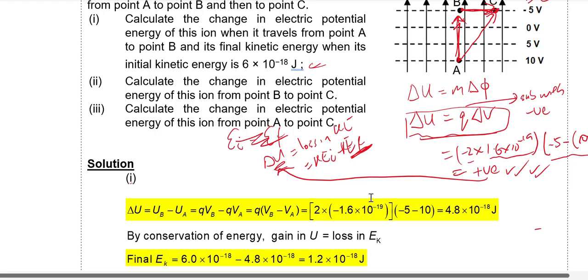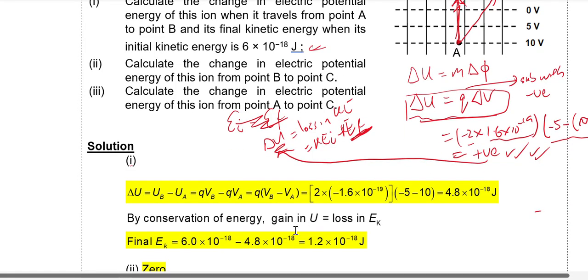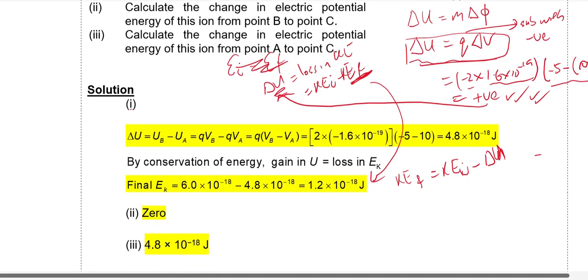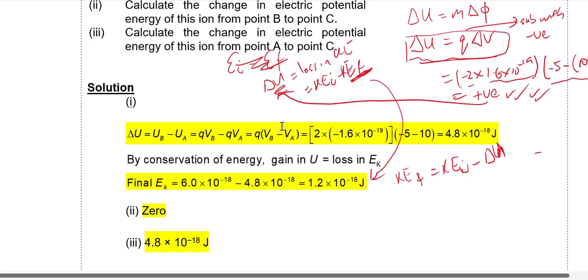Right? So delta U I should get as some positive value here, which is this positive value. By conservation of energy, the gain in U, which is what we calculated here, must be lost in KE. So the final KE is actually initial KE minus the gain, right? Okay, so this one will produce this one. So KE final equals KE initial minus delta U, which is the gain. All right, then part 2 is 0. Part 3, as I said, is the same answer as this part.